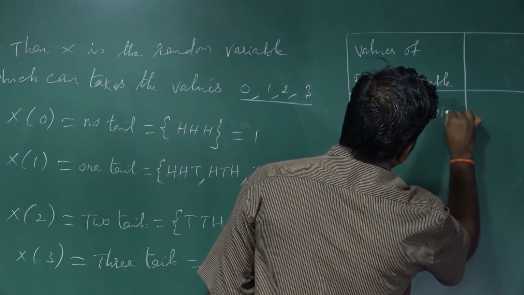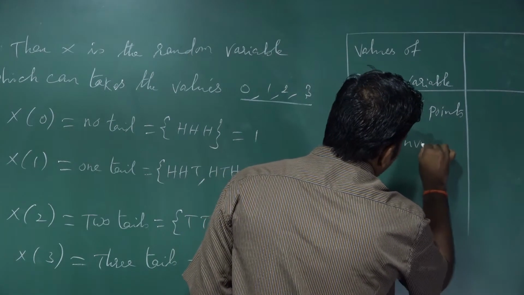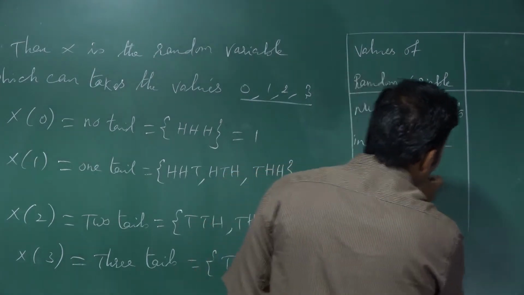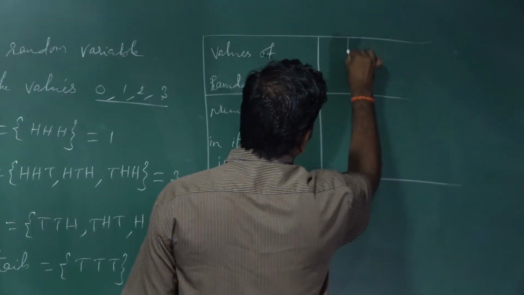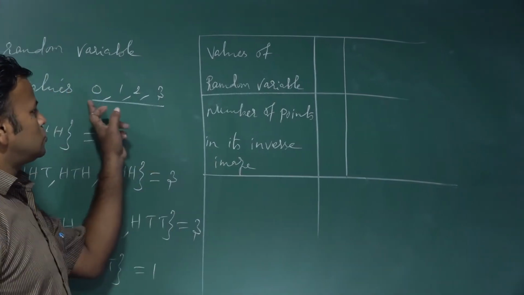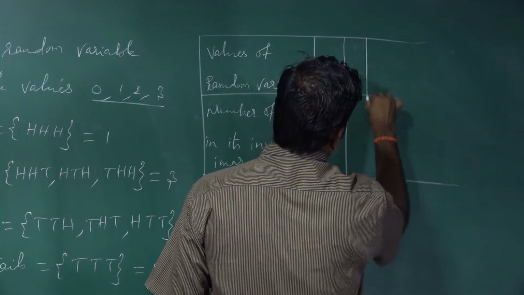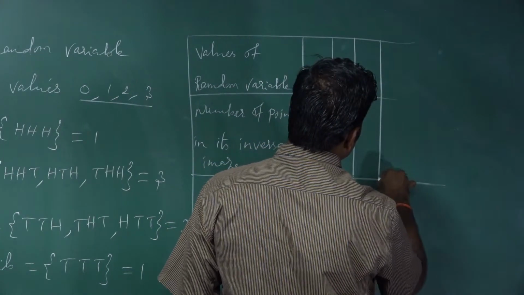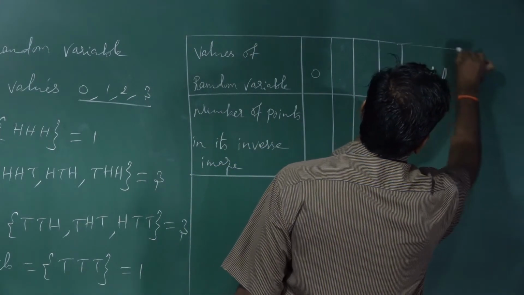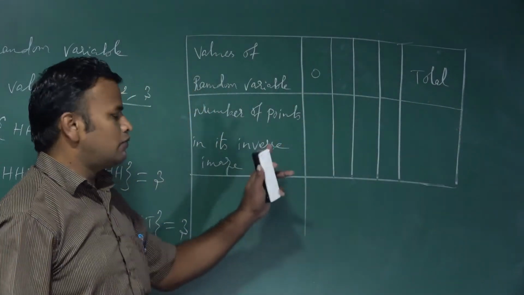Number of points in its inverse image. How many random variables are there? There will be 4 random variables, starting from 0, 1 to 3. So we form 4 columns: 0, 1, 2 and 3. Our last one is the total values of the number of points in inverse images.